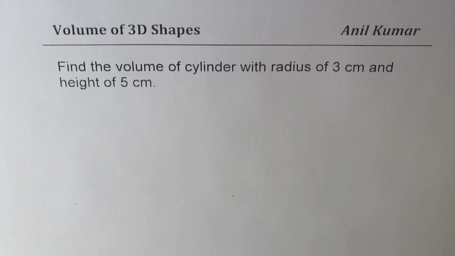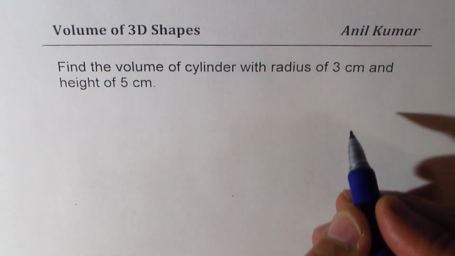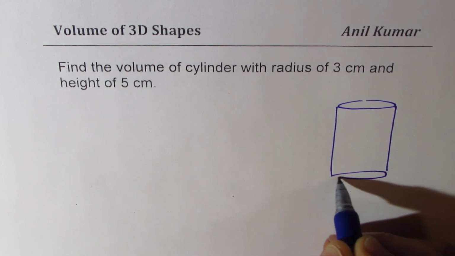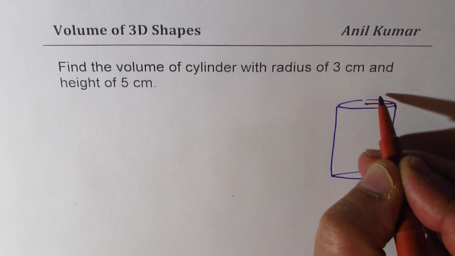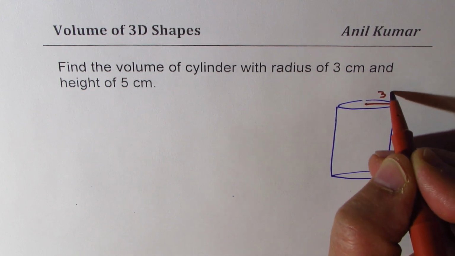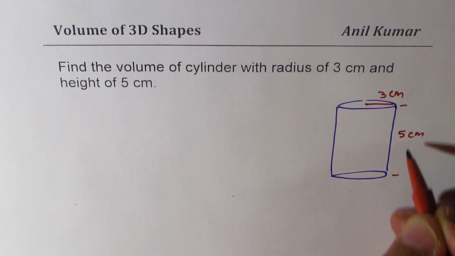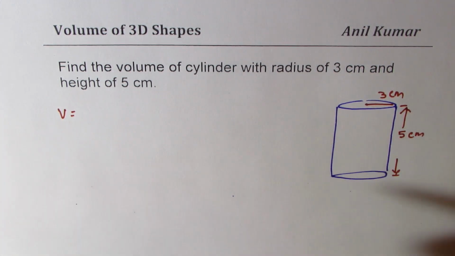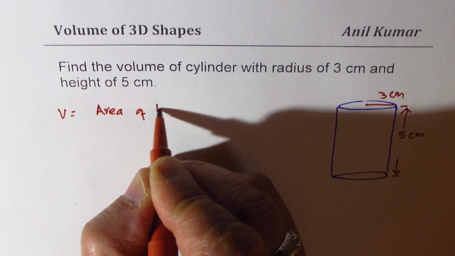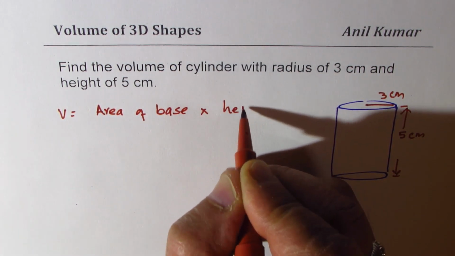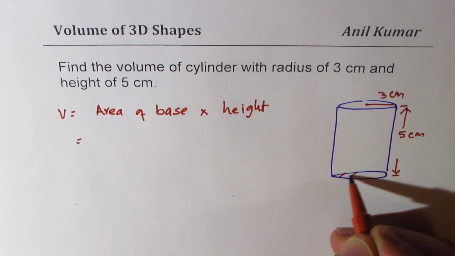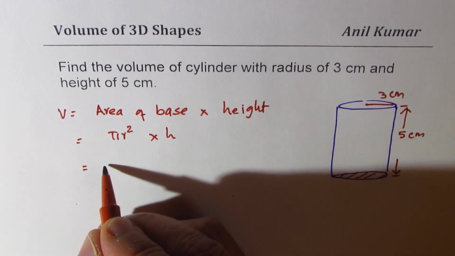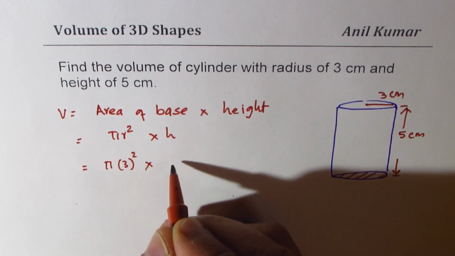Find the volume of cylinder with radius of 3 centimeters and height of 5 centimeters. So let's sketch one cylinder here. We are given that the radius is 3 centimeters and the height is 5 centimeters. The formula for volume of a cylinder is pi r square into height. Basically, the formula is area of base times height. Area of the base is a circle, right? So circle area is pi r square times height. In our case, radius is given as 3, so pi times 3 square times height of 5.